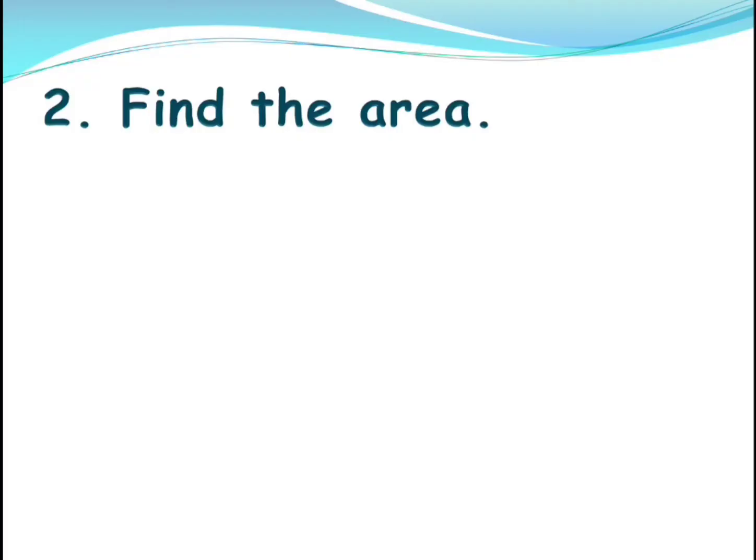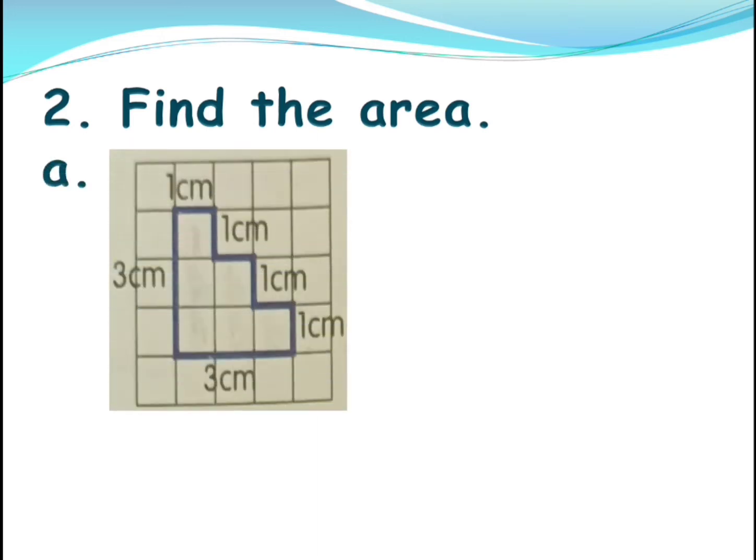So for any irregular shape, children, that irregular shape should be kept on a square grid. Okay, should be placed on the square grid like this. So this is a shape which has been given, which looks like steps, isn't it, children? So like this and this and this. So it looks like steps, isn't it, children? And it is already kept on a square grid.